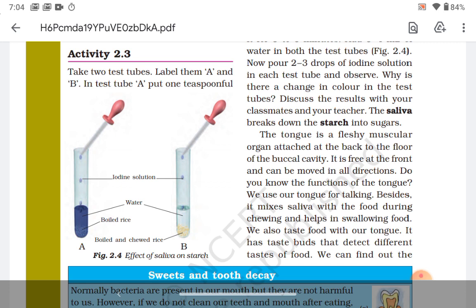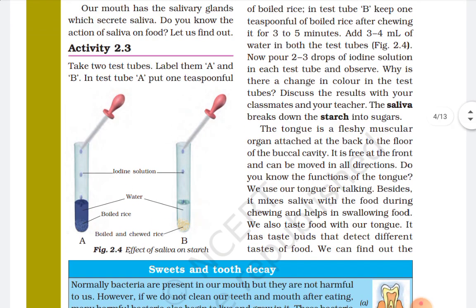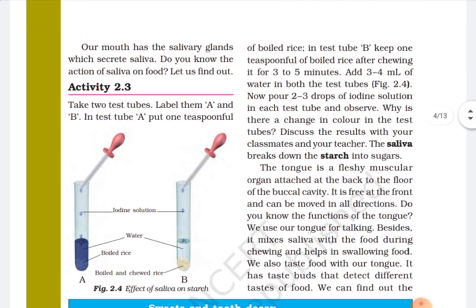because our saliva has digested the starch, while the plain boiled rice will become purplish because it has starch. So this test says that the digestion starts in our mouth. Why is there a change in color in the test tube?